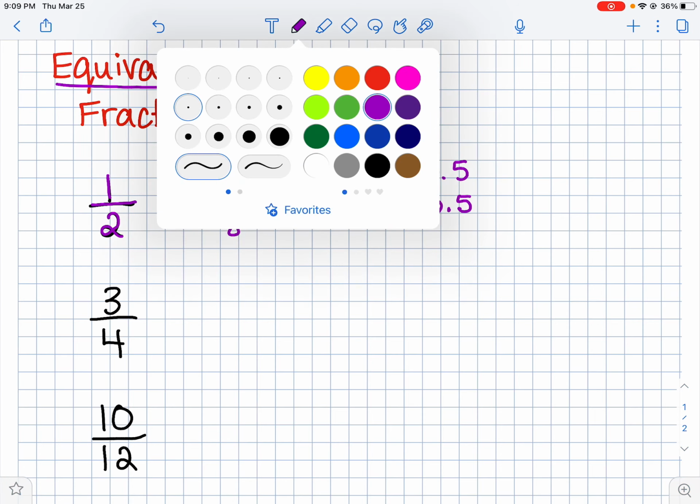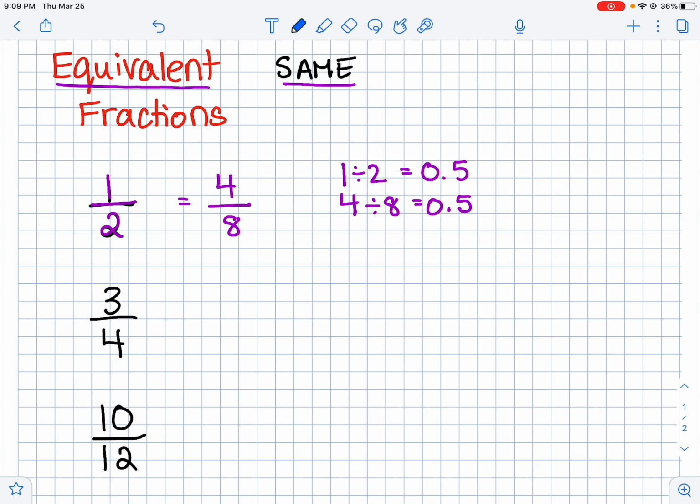And you can multiply it by anything. You could multiply it by 2 if you wanted to. And then you would make a fraction that's 2 over 4. So they're all equivalent fractions. Let's try another one. 3 over 4.